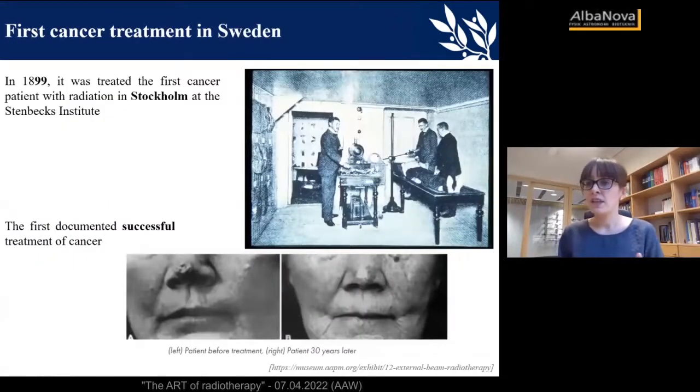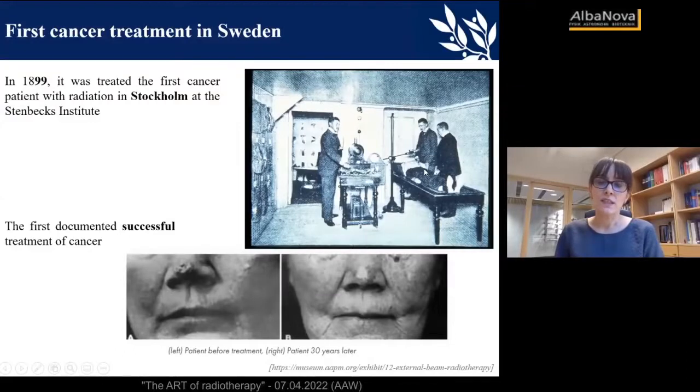Sweden actually was very receptive in understanding the importance of this discovery, and the use of ionizing radiation for cancer treatment. And indeed, only 3 years after the discovery of X-ray by Röntgen, the first cancer patient was also treated in Sweden, in Stockholm at the Stenbecks Institute. And what you see here is a photo of that time. You see the apparatus that was used. You see here a patient lying on this table.